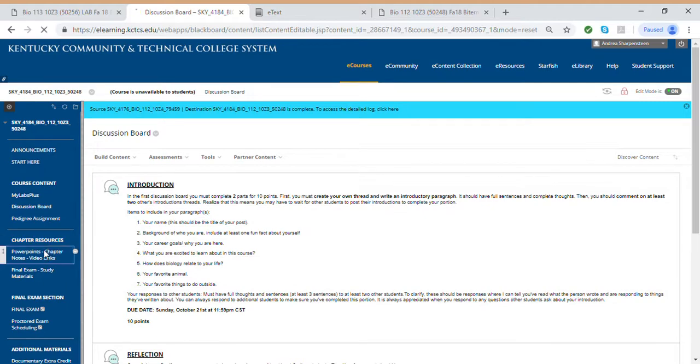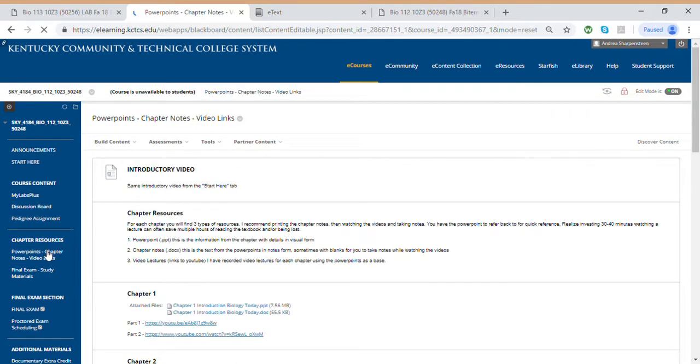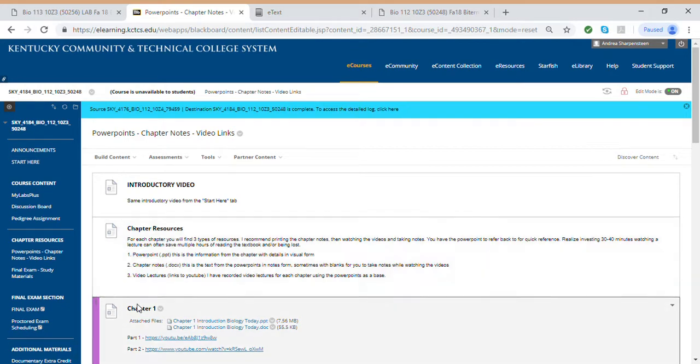Going back to PowerPoints, chapter notes, video links. You have 3 types of resources again: PowerPoint, the chapter notes, and video lectures. Students who work through the PowerPoint and chapter notes while watching the videos usually get the highest grades because they understand the material the best and retain most of the information. By the time they go into MyLabs Plus to do those homework assignments, they do really well on the homework assignments and the quizzes because they use the sources provided for them. So definitely watch these videos, they will help you immensely.